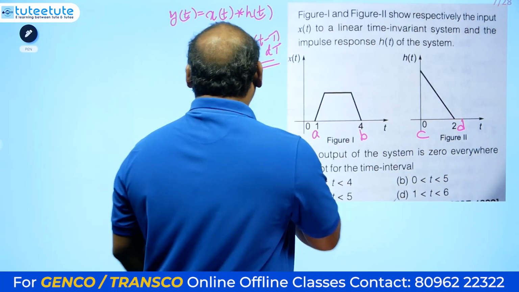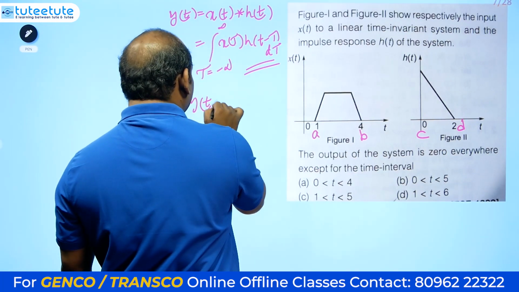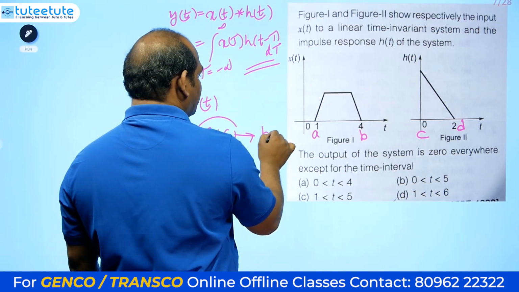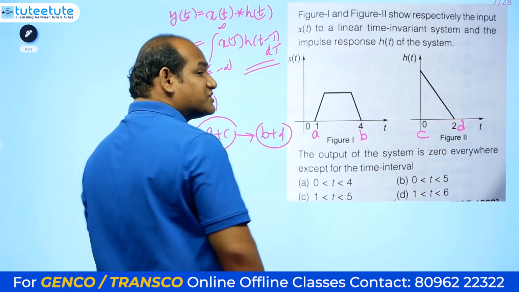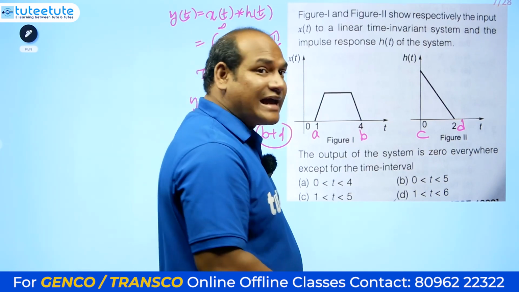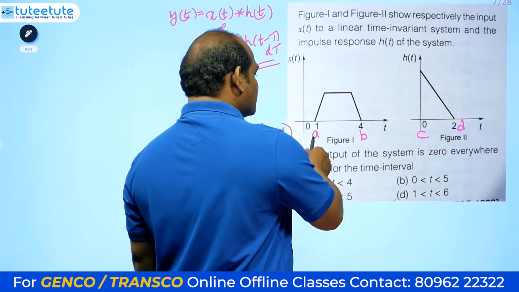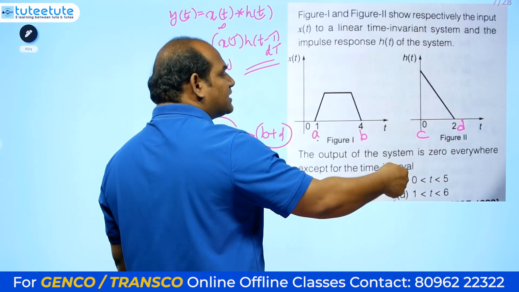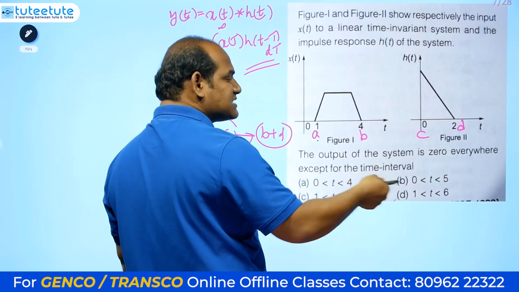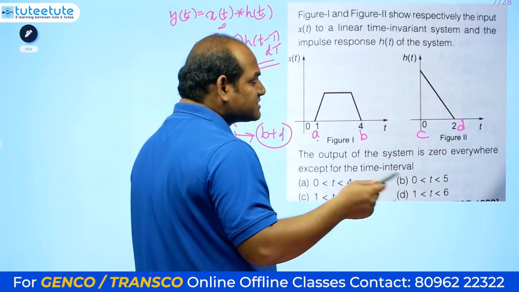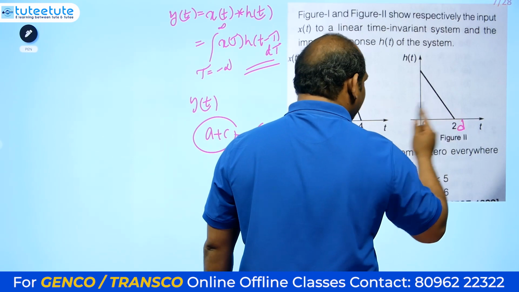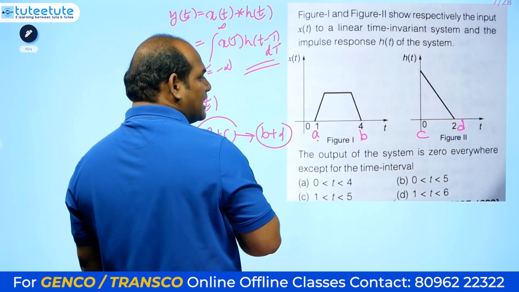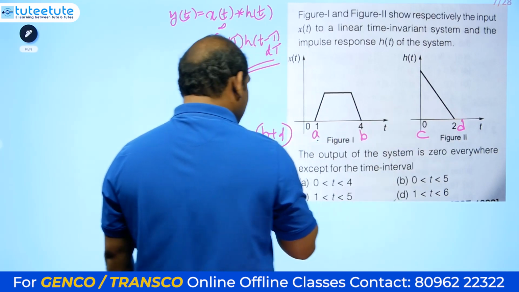So y of t has the time limits a plus c to b plus d. That means we take the addition of the starting time instances, so a plus c. Next, it will end at the addition of the time instances where these two signals end, so b plus d. So 1 plus 0, that value is 1. Next 4 plus 2, that is 6.